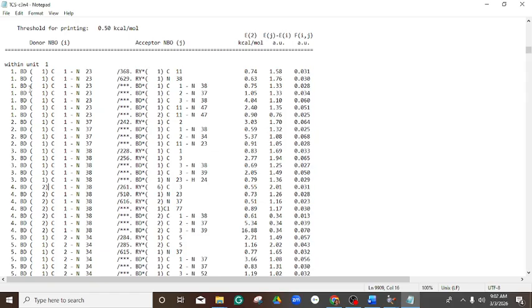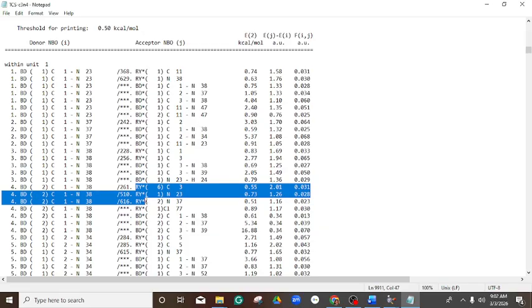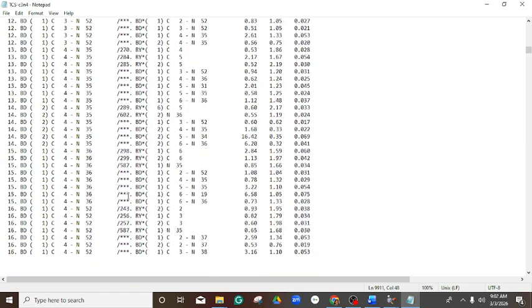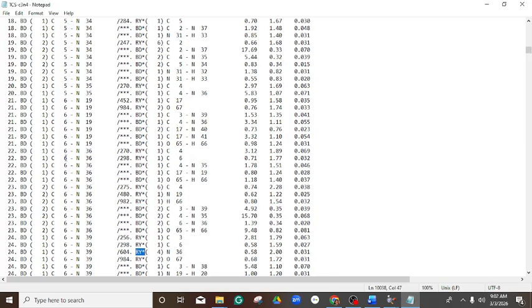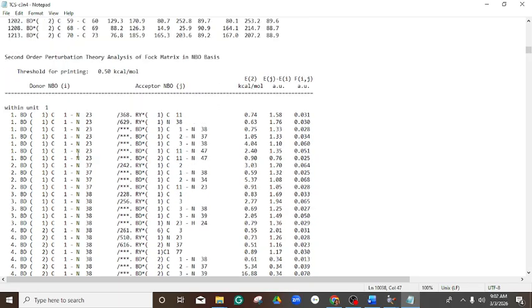Secondly, we don't select the RY, which is the Rydberg. They are all core orbitals, RY and CR. I don't think we're going to see CR in this file. RY and CR, we don't select them at all. Any interactions having RY and CR, we do not select. So starting now, we are looking for favorable interactions. So let's start scrolling. Favorable interactions in terms of donor and acceptor orbitals, and also in terms of the perturbation energy.